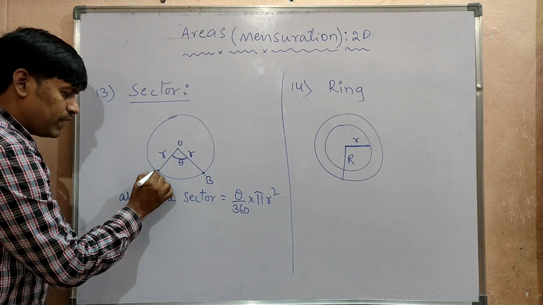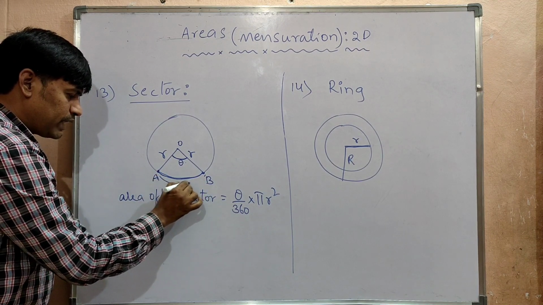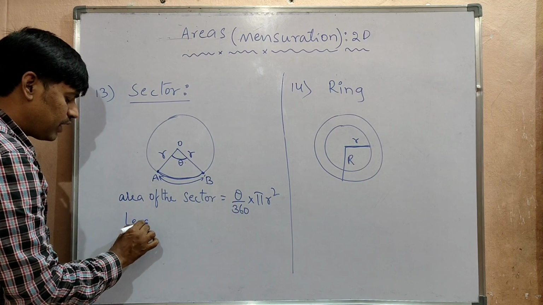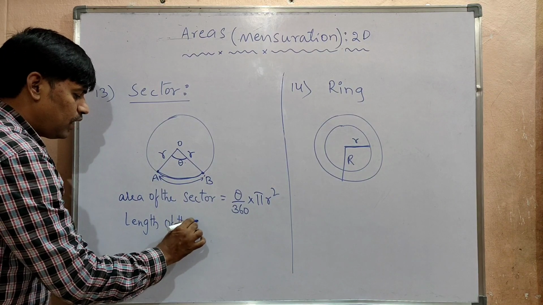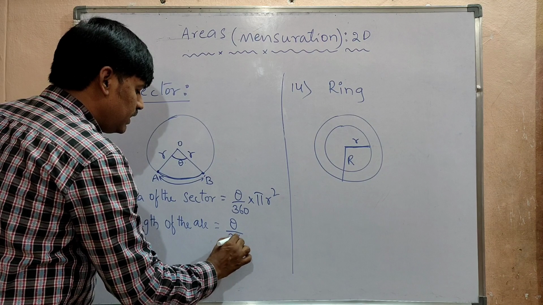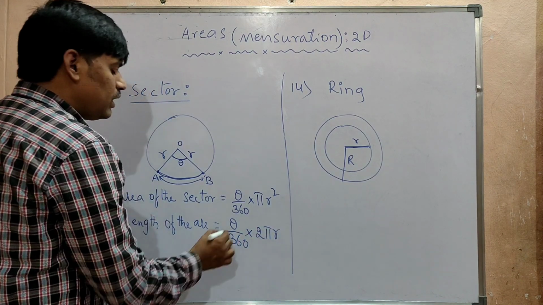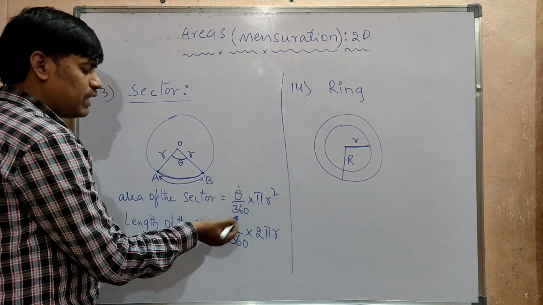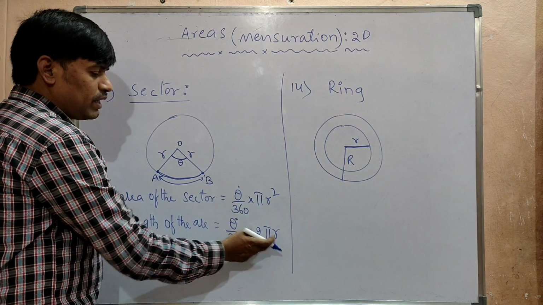Now from here to here, this A and B, you are taking it as the arc only. I am taking the length of the arc. The length of the arc is equal to theta by 360 into 2 pi r. Here theta is in degrees only. Why am I taking pi r square here, and why 2 pi r here?